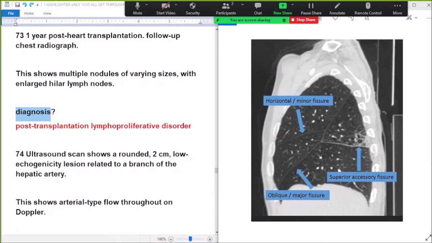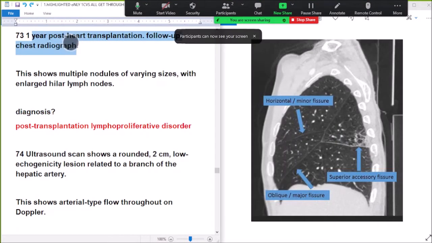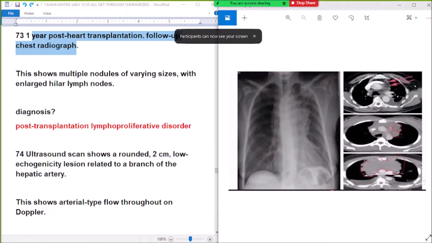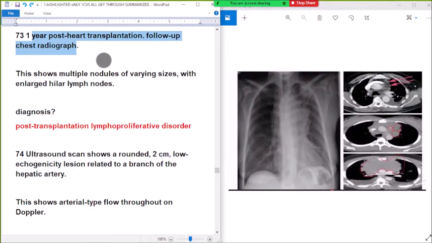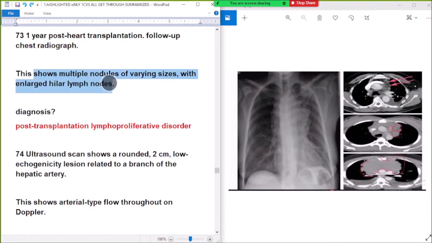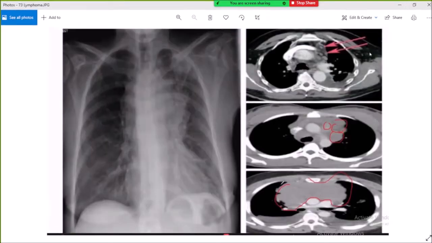Bismillahirrahmanirrahim. Acha. Question number 73. One year post heart transplantation, follow-up chest radiograph shows multiple nodules of varying sizes with enlarged hilar lymph nodes. Diagnosis? Acha. This is lymphoma.